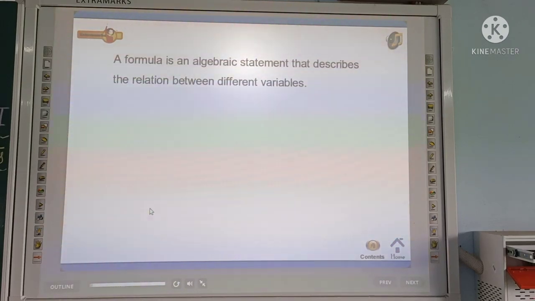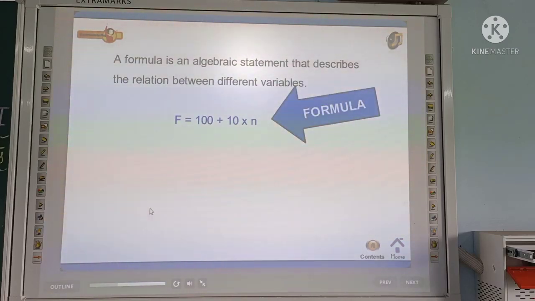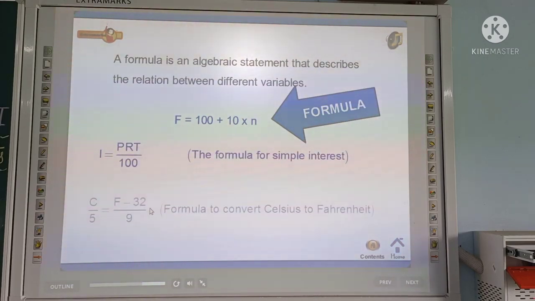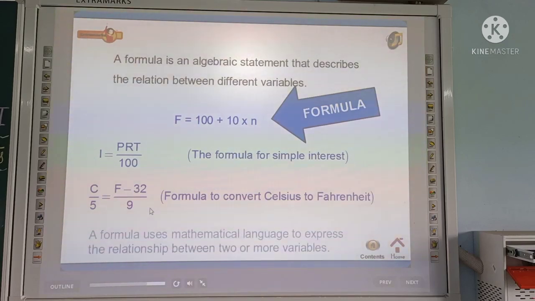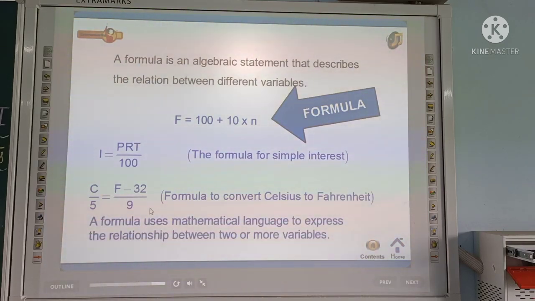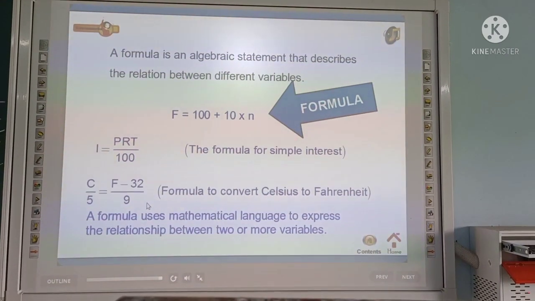A formula is an algebraic statement that describes the relation between different variables. Here, the formula for fare describes the relation between the variables F and n. Can you name some formulae you already know? Recall the formula for simple interest. Do you know the formula to convert Celsius to Fahrenheit? A formula uses mathematical language to express the relationship between two or more variables.